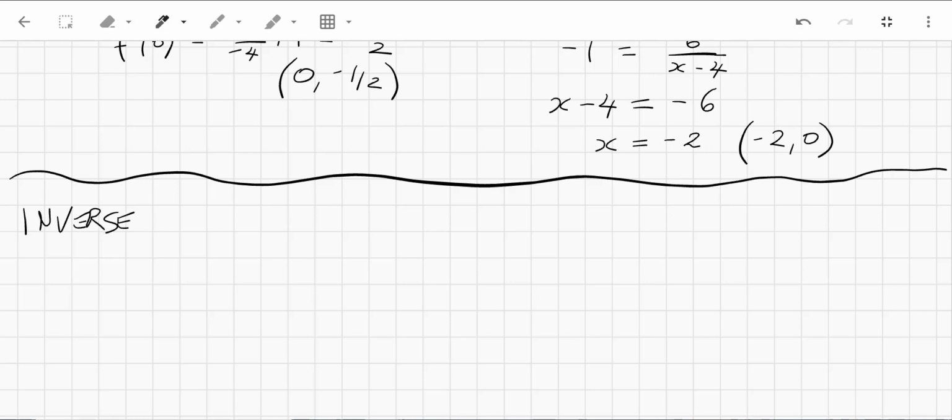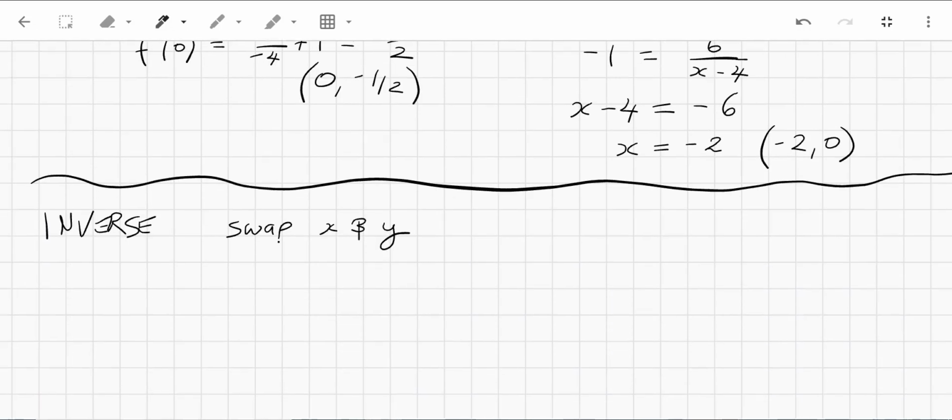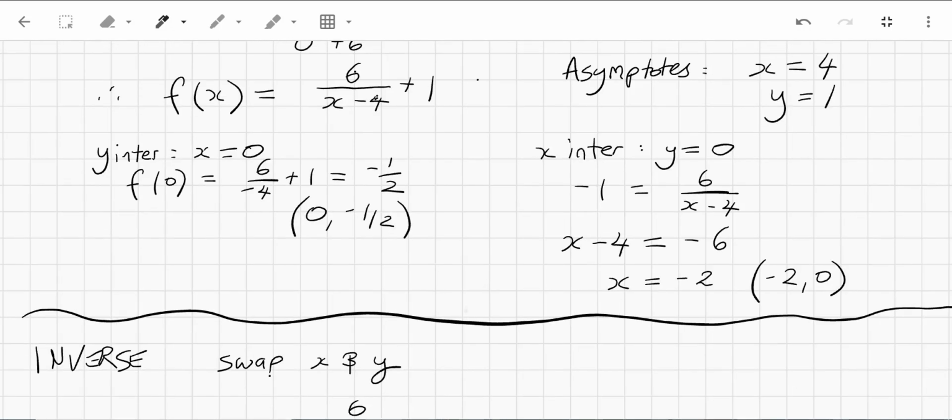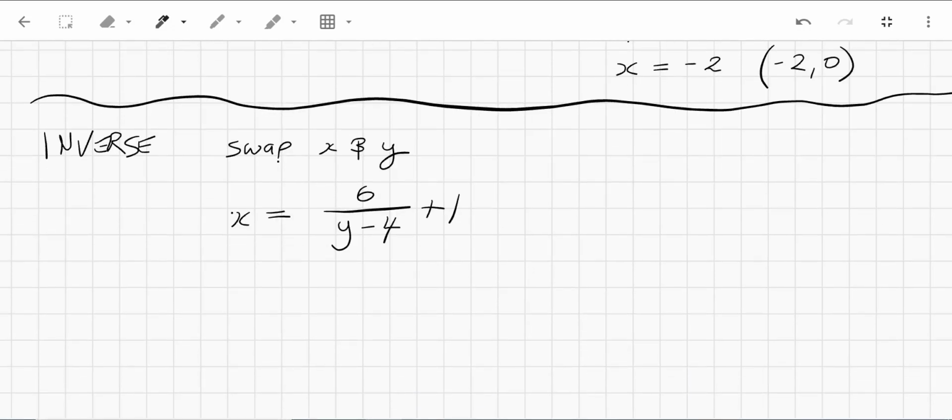Essentially, I want to find the equation. I do this by swapping x and y. So I go back to my original and I say x equals 6 over y minus 4 plus 1. Now I'm going to rearrange this to get y on its own.